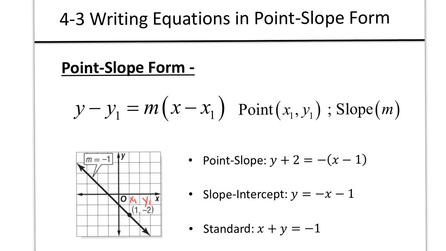Well, in order to get rid of the parentheses, notice we don't have parentheses in the slope-intercept form. You have to distribute the negative. That's what you do. And then this number, the positive 2, you take it to the other side. You're going to do minus 2. And eventually, it's going to simplify to this form, y equals negative x minus 1.